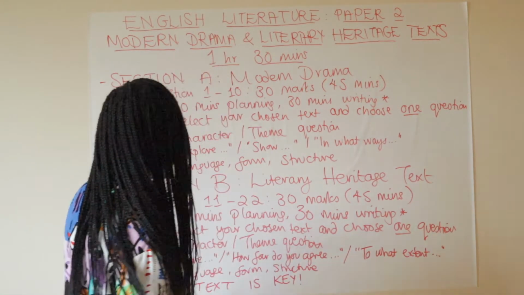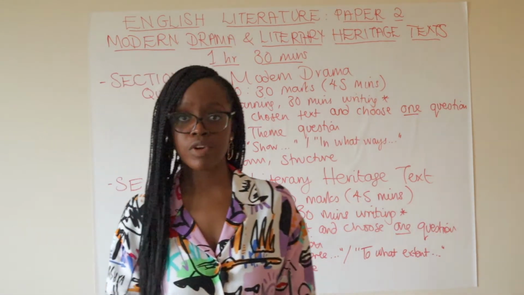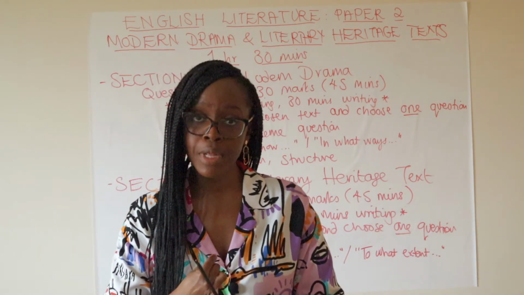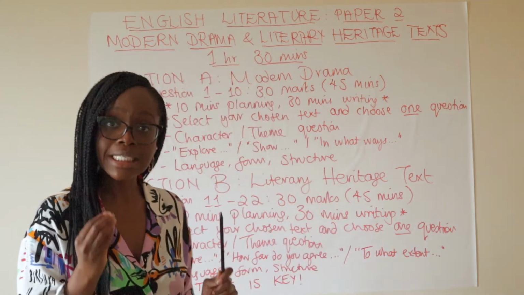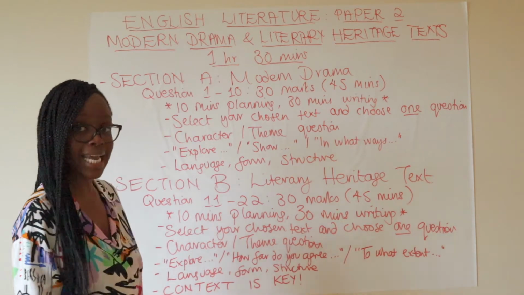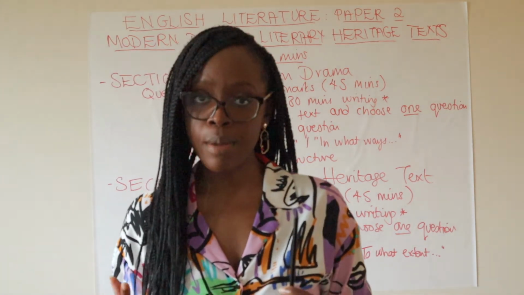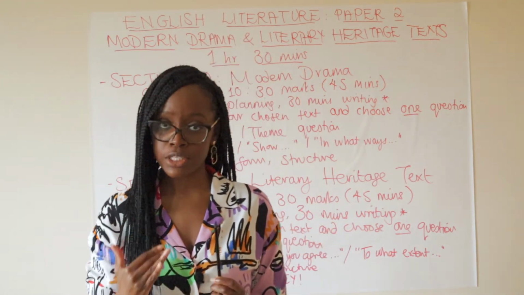Okay, now for this question, of course, you have to write a language, form and structure point. Again, I would suggest writing 3 or 4 points after your introduction and of course, you then close with the conclusion. However, this question is important in terms of remembering to make a context point. Okay, so this is a literary heritage text. You have to think about contextually what were some of the things that were happening during the writer's time that are important when it comes to your chosen question.